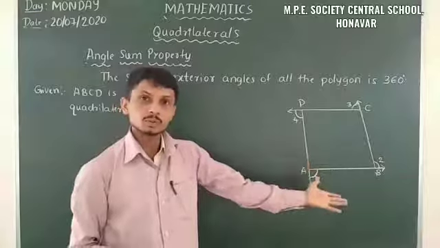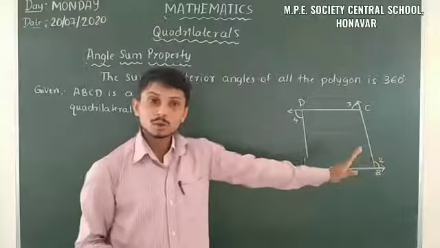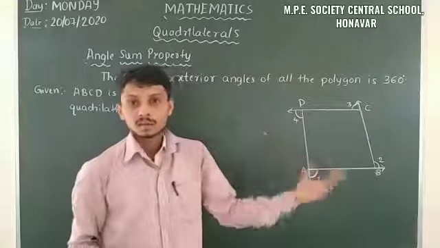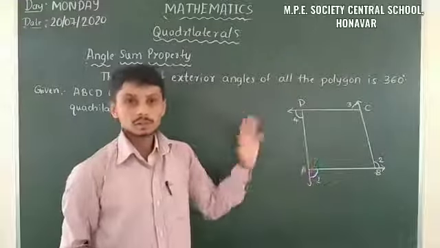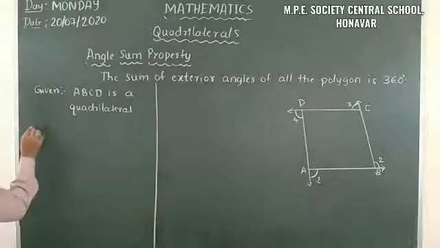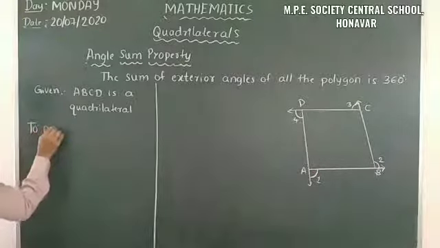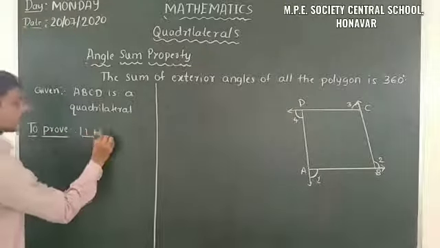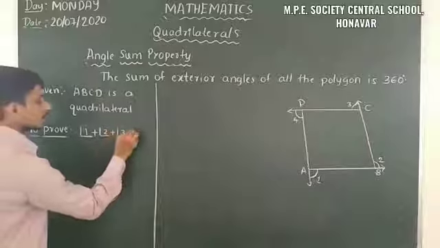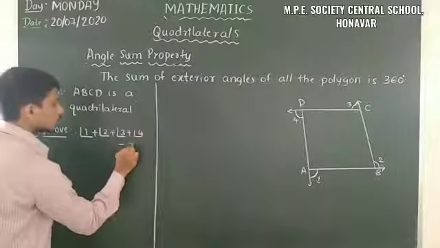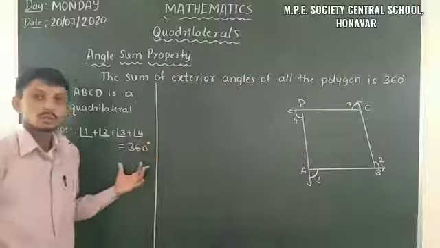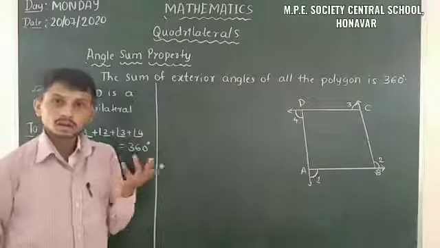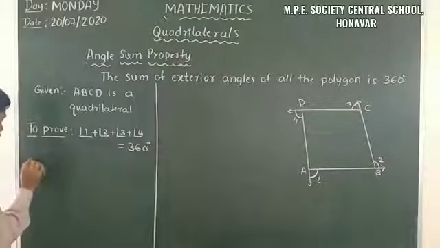Firstly we have to prove whether it is true for a quadrilateral or not. If it is true for a quadrilateral, then it holds for every polygon. So what I have to prove here is angle 1 plus angle 2 plus angle 3 plus angle 4 is equal to 360 degree. Then move on to the proof.